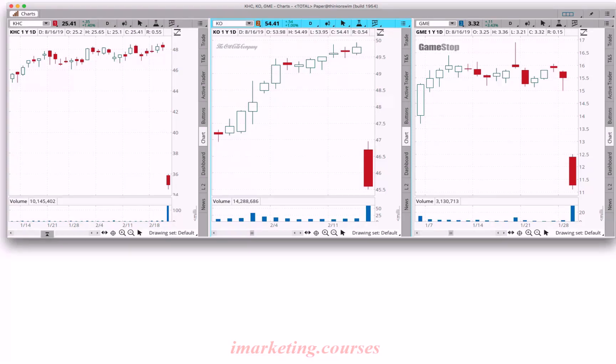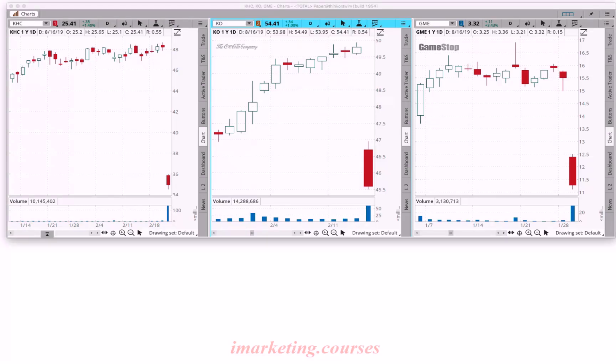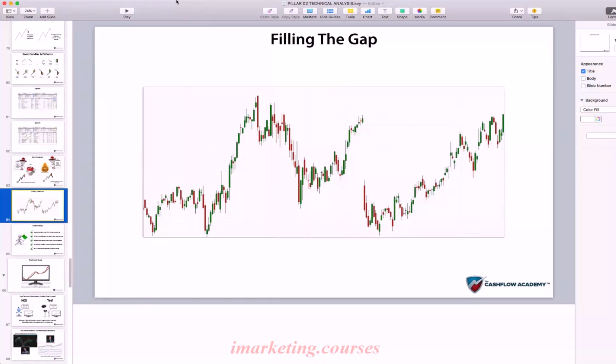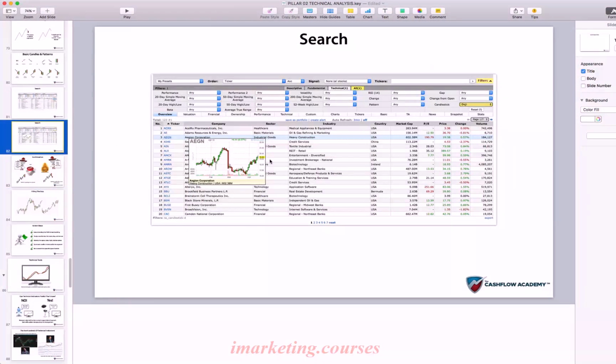What an opportunity, often, to pick something up. It's risky because it did gap for a reason, but you can always have an exit strategy. Often when something gaps, it's worth taking a little risk to see if we can fill that gap. So again, there's searches up here you can see for gaps.